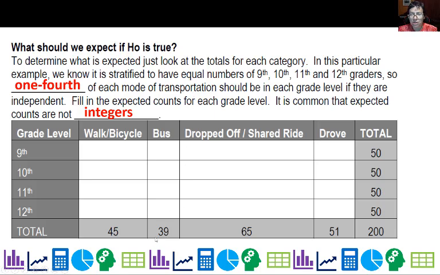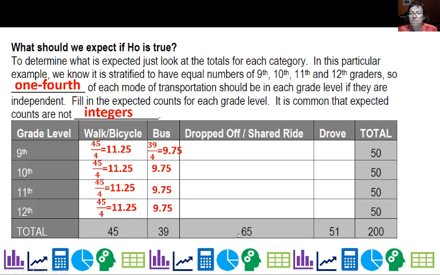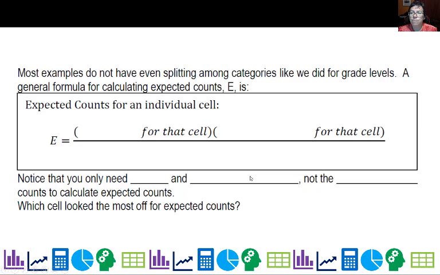All right, so if we have 45 walkers, then they should be evenly split here. I should have 11.25 walkers in each of these cells. If I have 39 riding the bus, I divide that by 4, and there you go. If I have 65 dropped off or shared a ride, I assume they're equally spread out among the grade levels, and then the same thing for drove. All right, so now I have all of my expected counts.